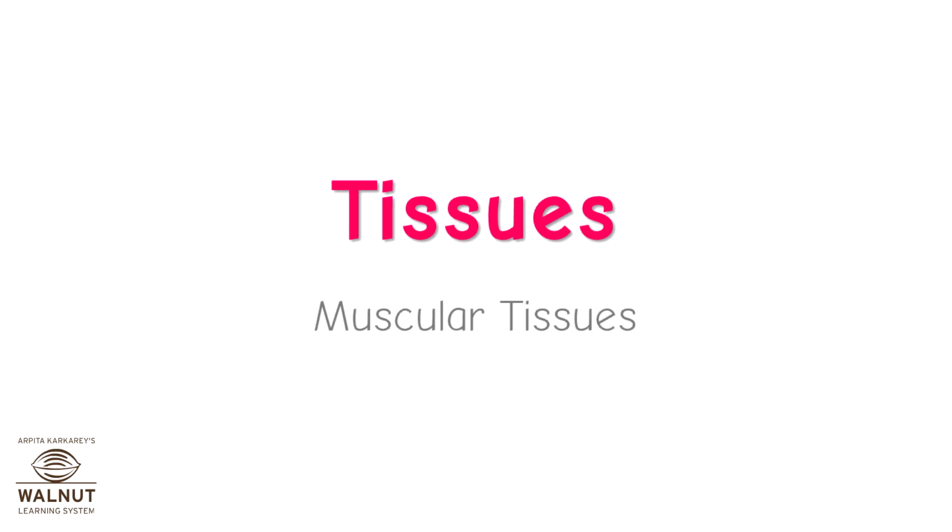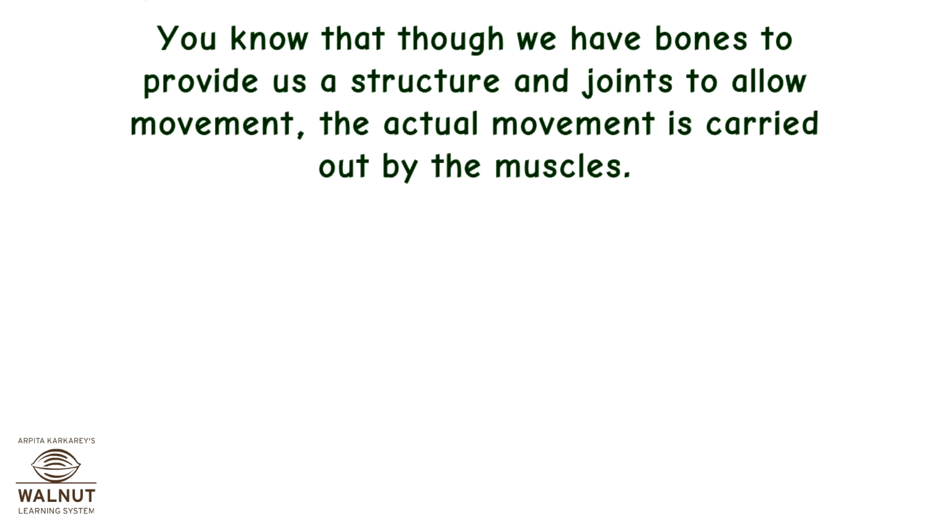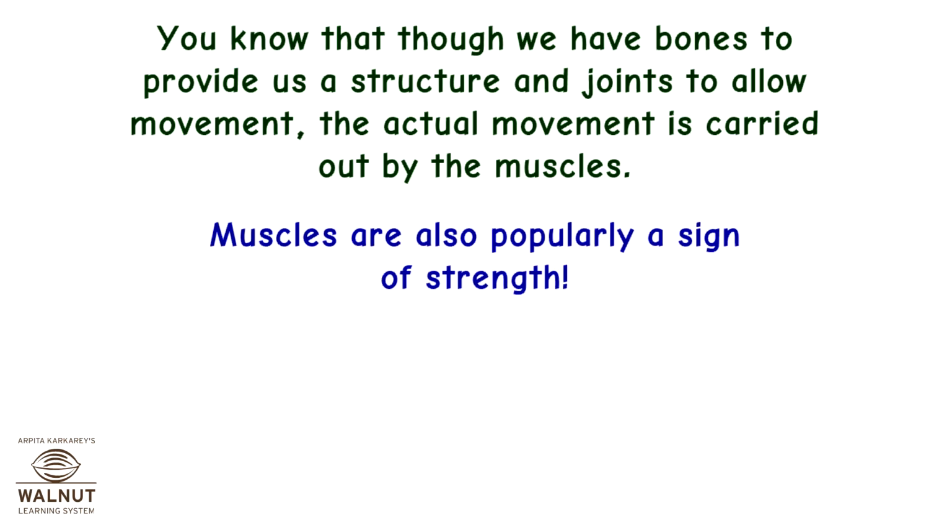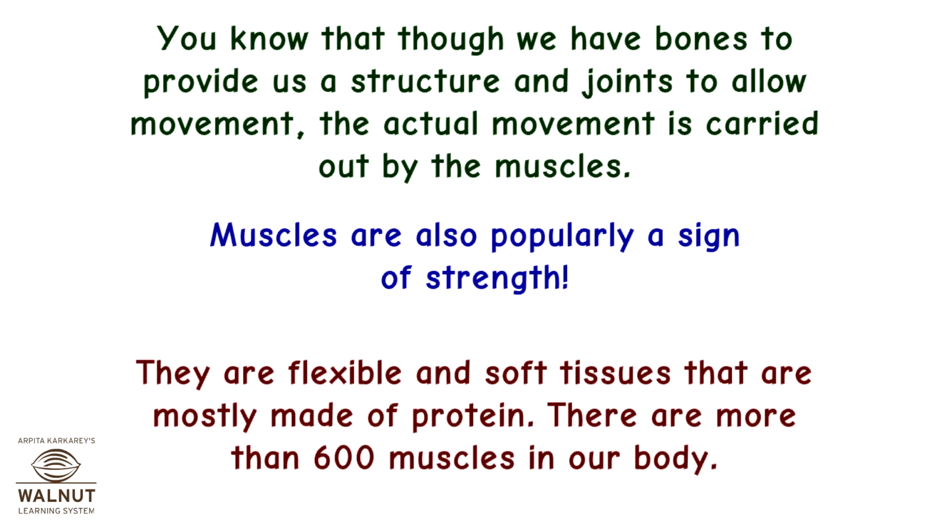Muscular tissues. You know that though we have bones to provide us a structure and joints to allow movement, the actual movement is carried out by the muscles. Muscles are also popularly a sign of strength. They are flexible and soft tissues that are mostly made of protein. There are more than 600 muscles in our body.